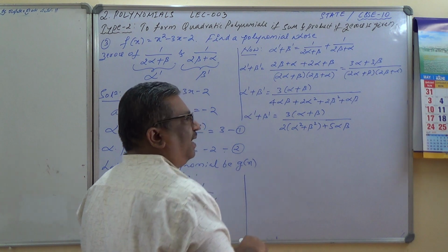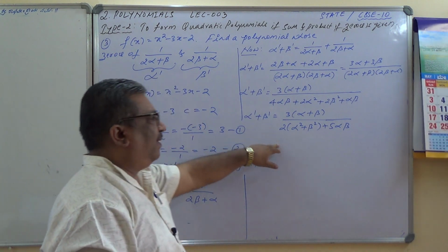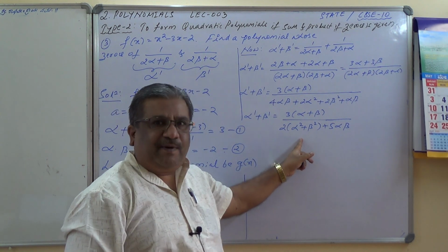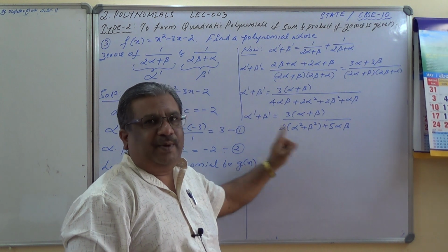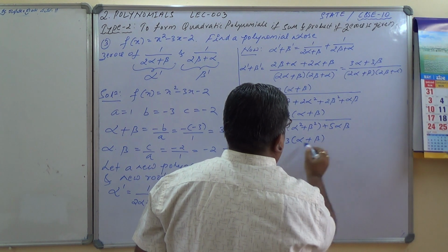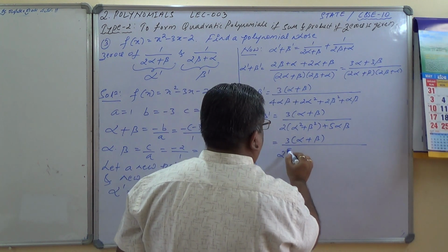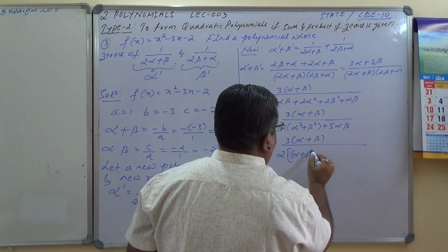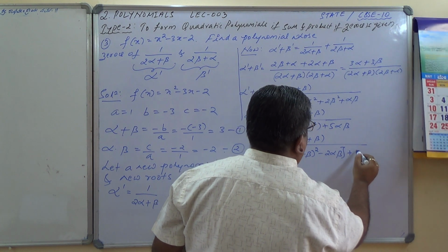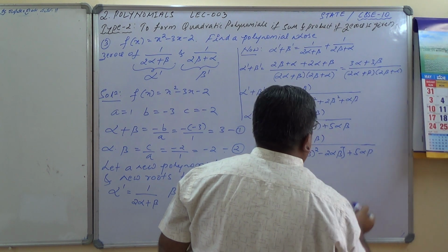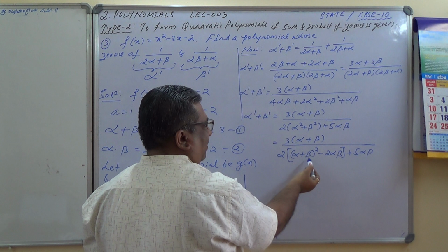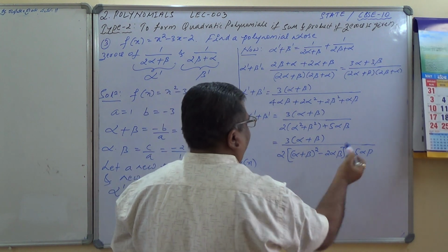Now alpha square plus beta square I do not have directly, but I should obtain it. Since the last 2 examples you already know that this value is nothing but alpha plus beta the whole square minus 2 times alpha into beta. So this equals 3 times alpha plus beta the whole divided by 2 times bracket alpha plus beta the whole square minus 2 alpha beta, plus 5 alpha beta. Now you substitute the values. You understood how I got this one? Alpha square plus beta square is alpha plus beta the whole square minus 2 times alpha into beta. Okay, that's fine.